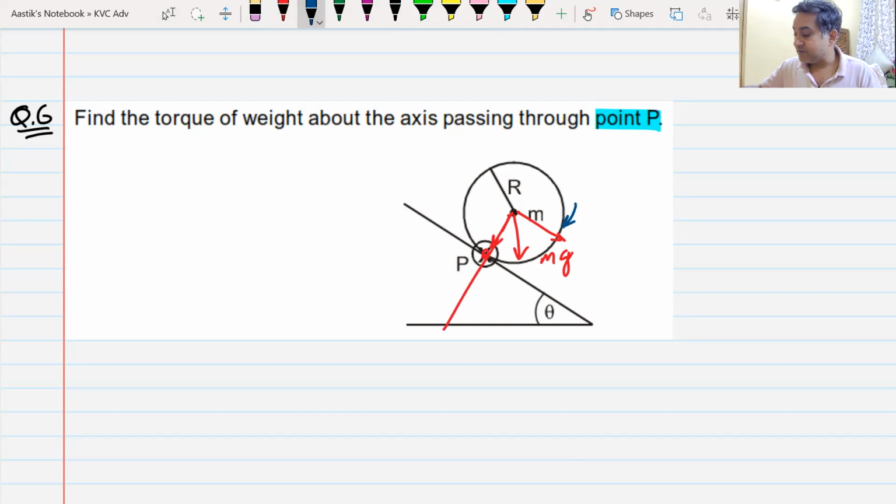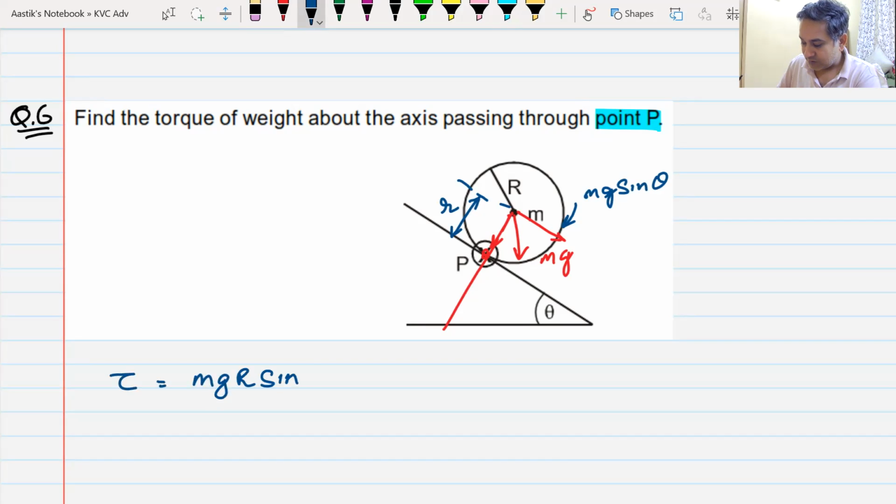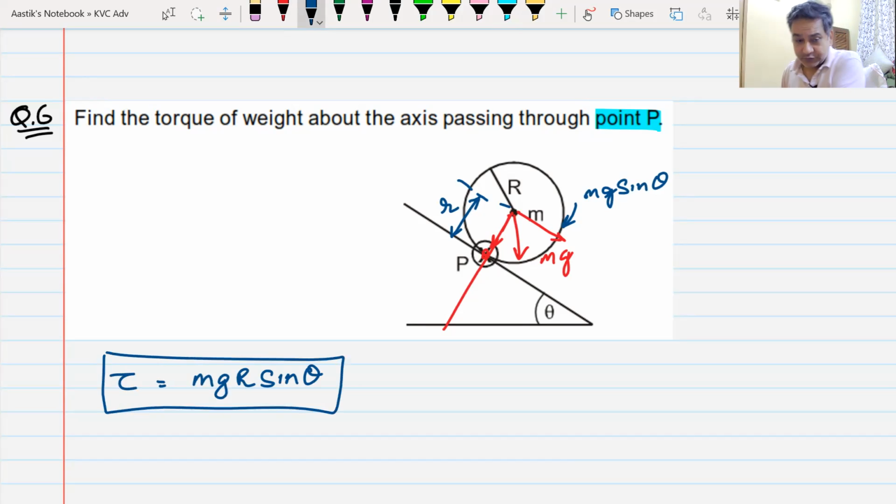The other one will be mg sine theta, and the perpendicular distance between these two axes is r. So the torque will be equal to mg sine theta into r, that is mgr sine theta. Do we understand the meaning of this? Note this down.